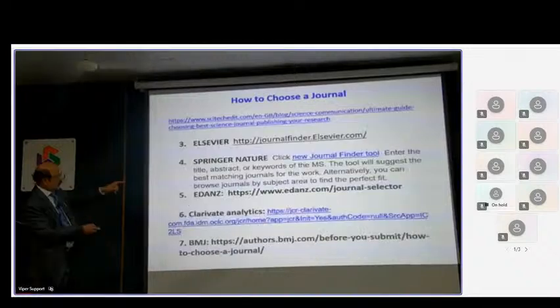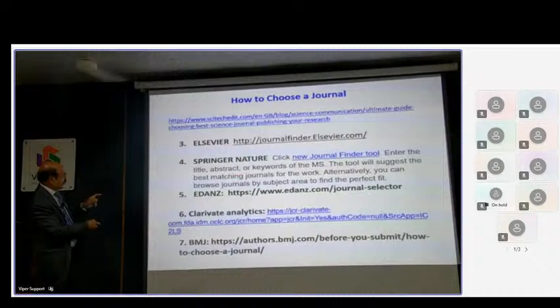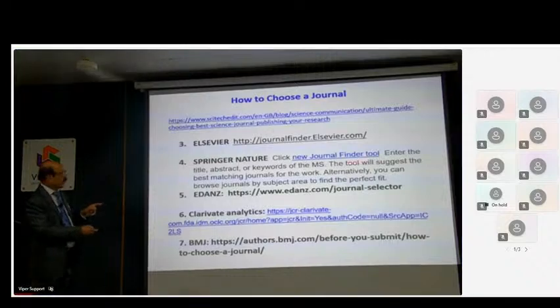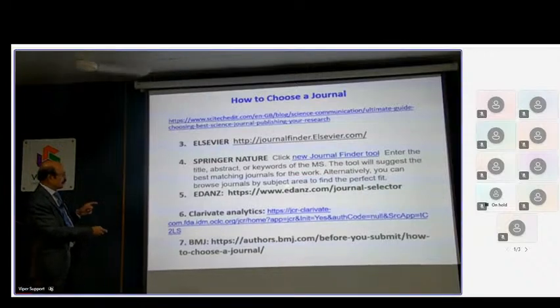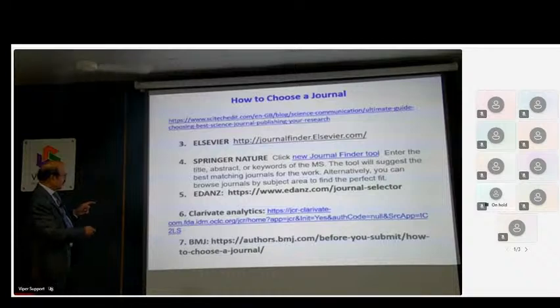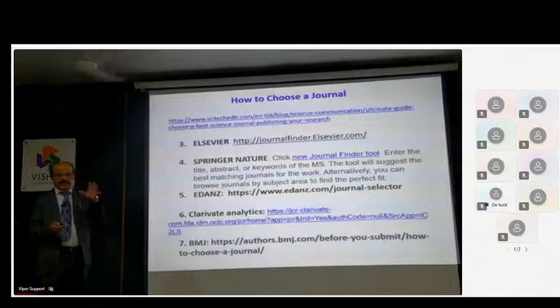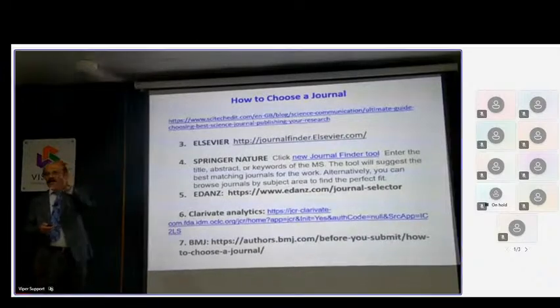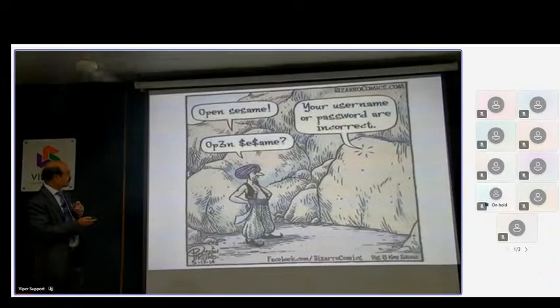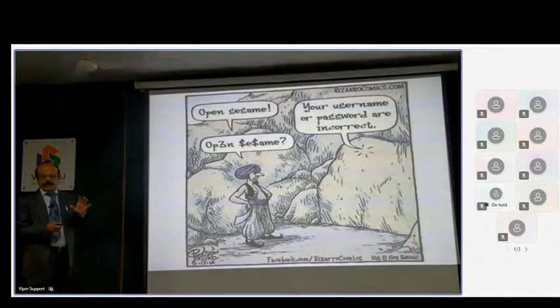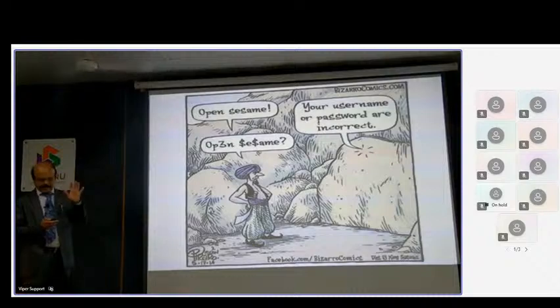Springer Nature gives a journal finder tool. Click the new journal finder tool. Enter the title, abstract, or keywords of the manuscript. The tool will suggest the best matching journal for your work. Alternatively, you can also browse journals by subject area to find the perfect fit. Elsevier, Edanz, BMJ. So there are about seven examples I have given where you can type your abstract and get the right fit. Right fit is very important so that it saves your time.